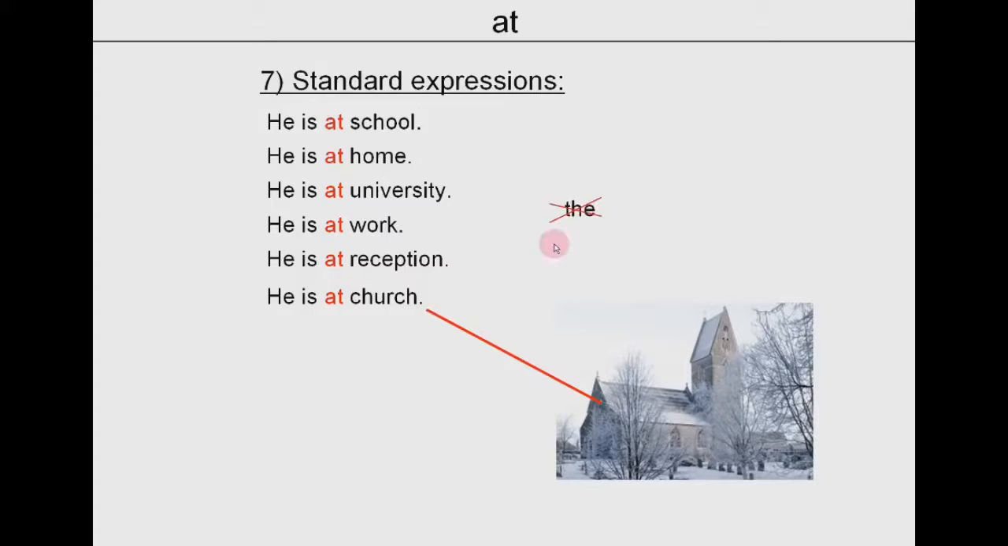And if you notice, for all of these expressions, we do not use the word the. Okay? So, for example, we do not say he is at the school. Okay, so the general rule is that these are expressions and we do not use the word the. Okay, so for all of these expressions, we use the word at to describe where somebody is. Now let's look at the word on.